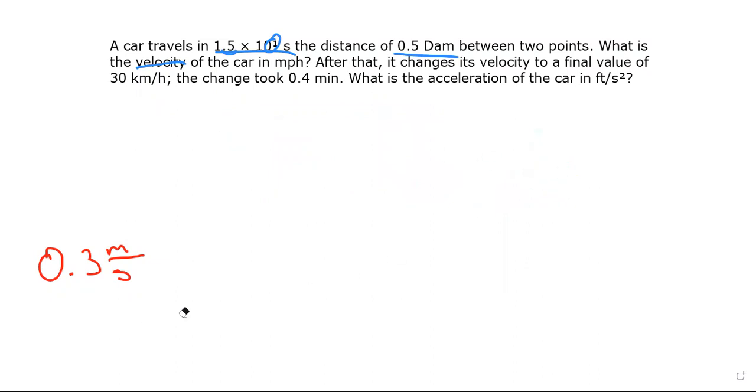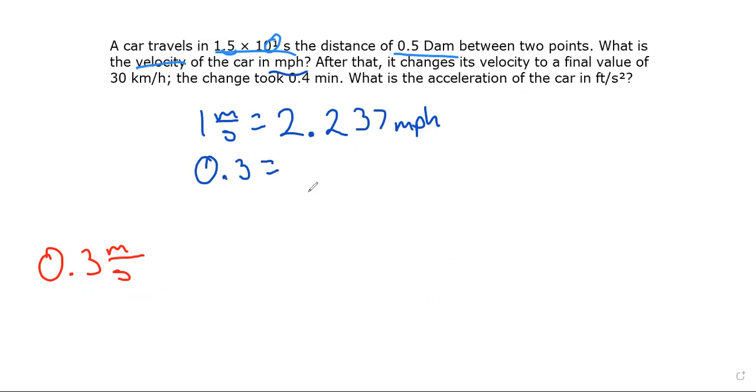Okay, let's continue. Now we return to the blue color and continue with this. We already have the velocity, but it asks us for miles per hour. For this, we have to convert this, and it's the same, a rule of three. So we have that 1 meter per second is the same as 2.237 miles per hour.